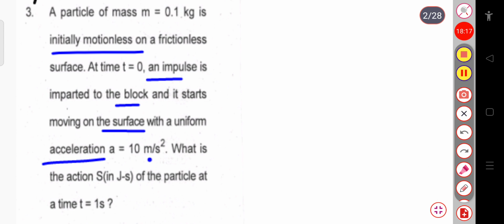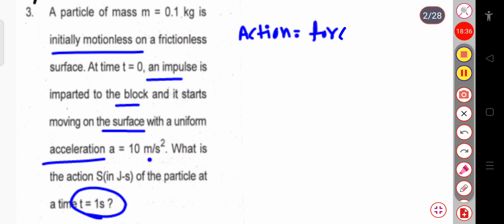What is the action of the particle at time t equal to 1 second? So basically you can see here the time is fixed. Time t equal to 1 second is given, so for that time you have to calculate the action. First of all you will write action. How can you calculate it? Action is simply force into distance into time. This is your action, force into distance into time.